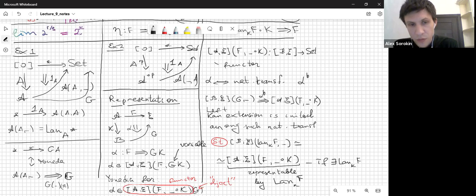The same trick as you remember I did with limits or colimits. Right now I did it again. So as you see, representable functors rule the situation. Are there any questions?